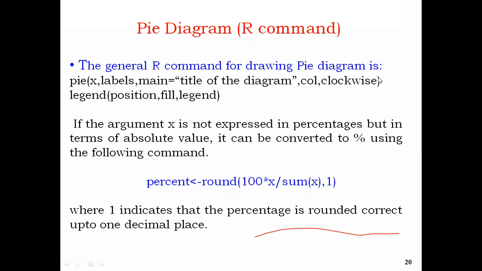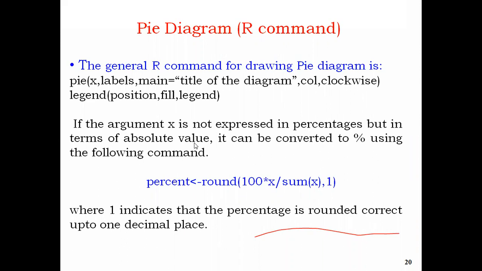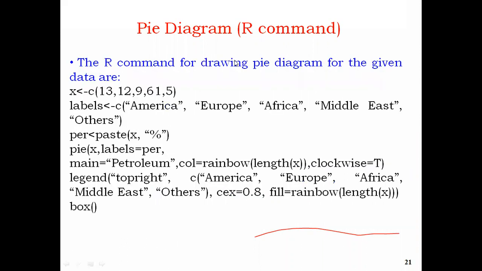And then color, then clockwise. We are giving clockwise; otherwise it is anti-clockwise, so with this it will take a clockwise direction. Then legend position, then fill, then legend. So on the basis of this, I am going to explain these things, but first you see the R command for drawing the pie diagram for the given data: x <- c, then within the brackets 13 and so on, these are the percentages which are given.